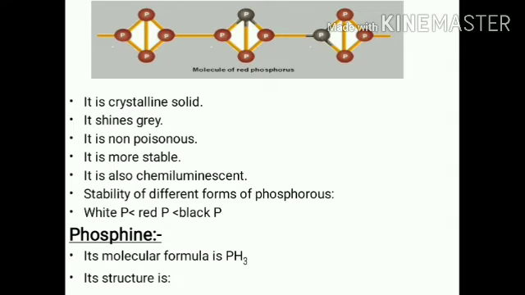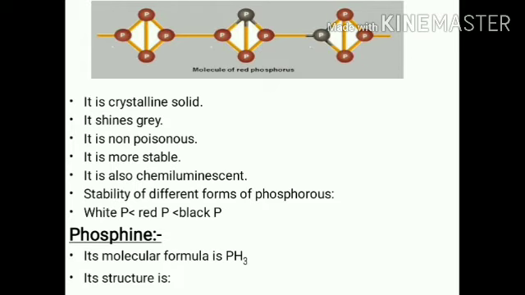It also shows chemiluminescence. It is not highly reactive. It is highly stable. So we can say that white phosphorus is less stable, red phosphorus is highly stable, and black phosphorus is the most stable. And another compound is phosphine. The molecular formula of phosphine is PH3.